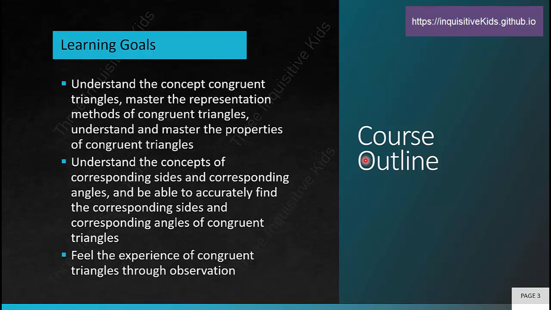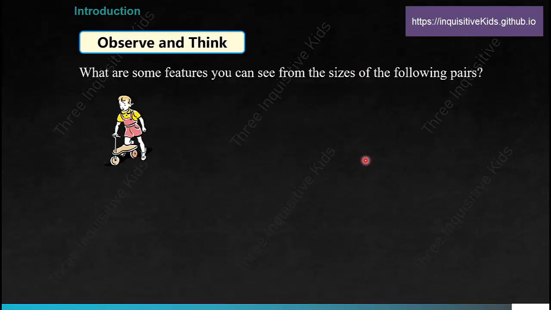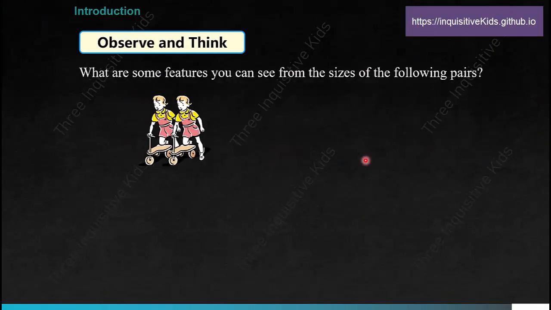Understand the concept of corresponding sides and corresponding angles, and be able to accurately find the corresponding sides and corresponding angles of congruent triangles. Feel the experience of congruent triangles through observations. So observe and think. What are some features you can see from the sizes in the following pairs?